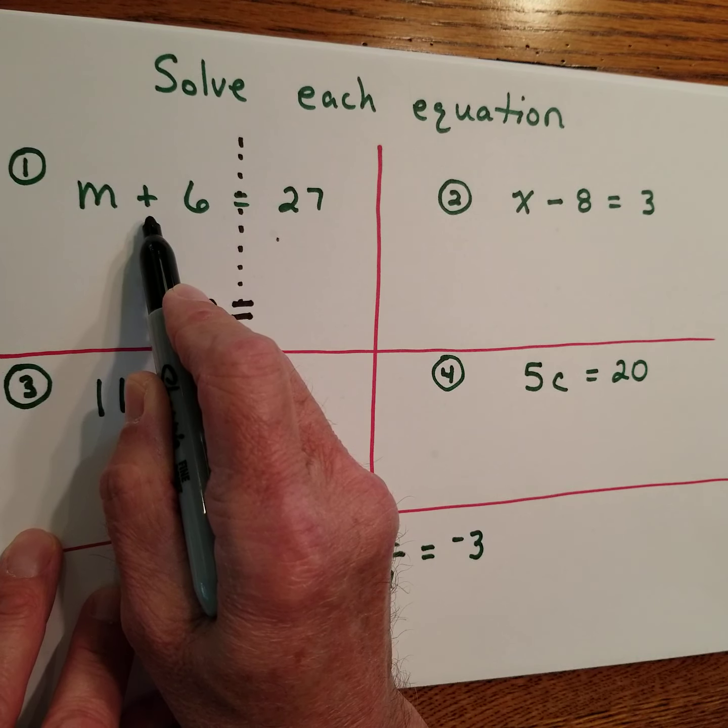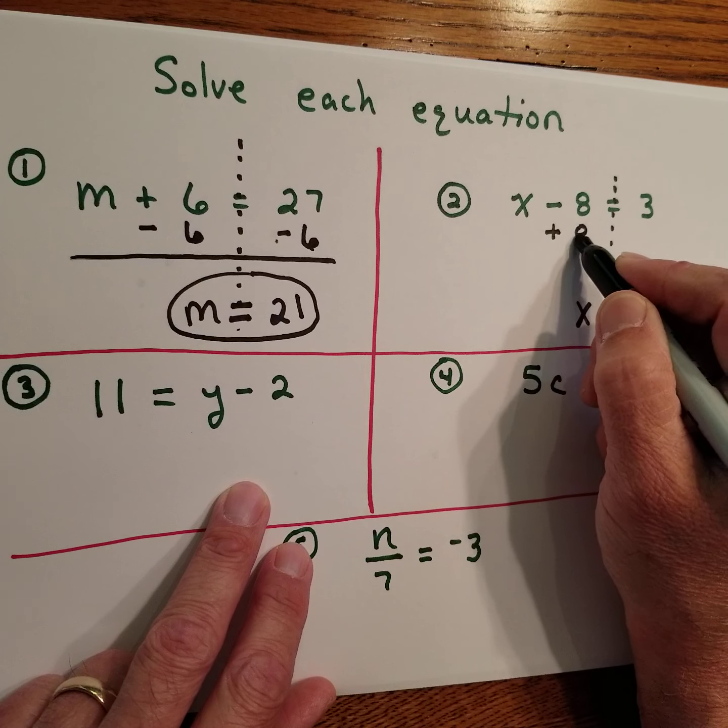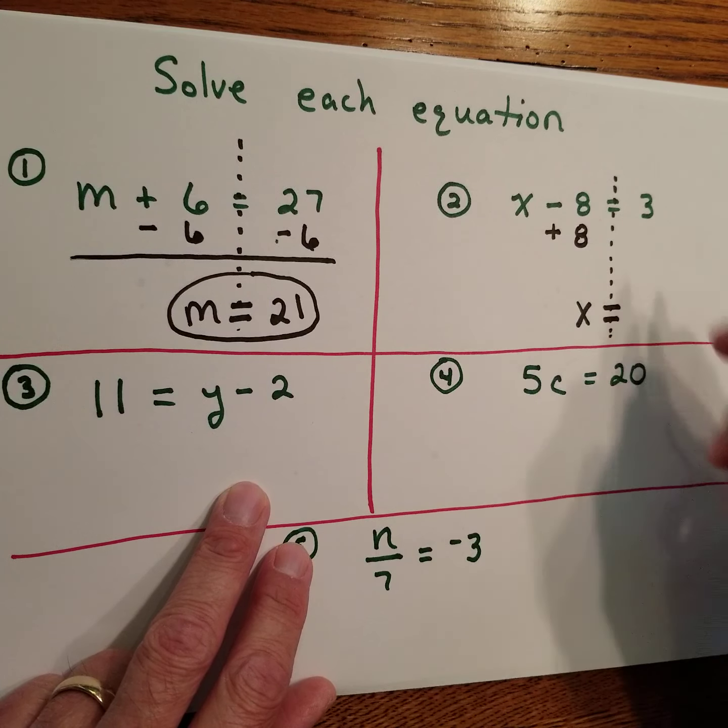What's the inverse operation to subtraction? The inverse to subtraction is addition. I'll add 8, but if I add 8 to one side, I must add 8 to the other side. Now watch what happens. On this side, negative 8 and positive 8 is 0, and 0 plus x is x. On this side, 3 plus 8, that's 11. There's my answer. X is 11. How do I check that answer? I take that 11 and plug it in here. 11 minus 8, that equals 3.